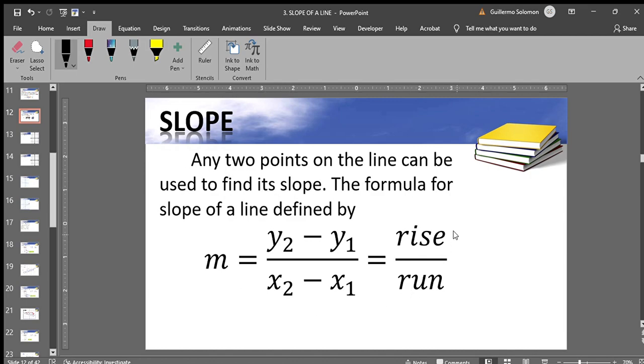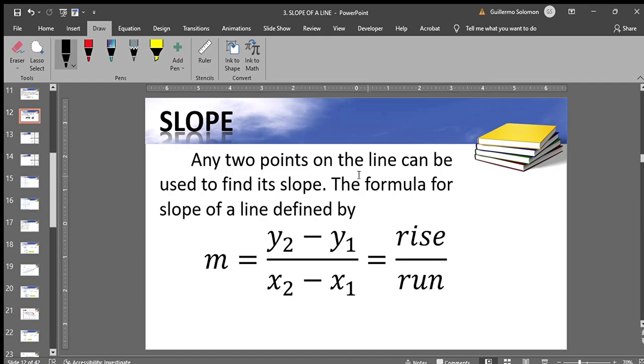Okay, so we are going to talk about the slope. Any 2 points on the line can be used to find its slope. The formula for the slope of a line, defined by m, is equal to y sub 2 minus y sub 1 all over x sub 2 minus x sub 1, which is equal to rise over run, meaning the numerator tells us our rise and the denominator tells us our run.